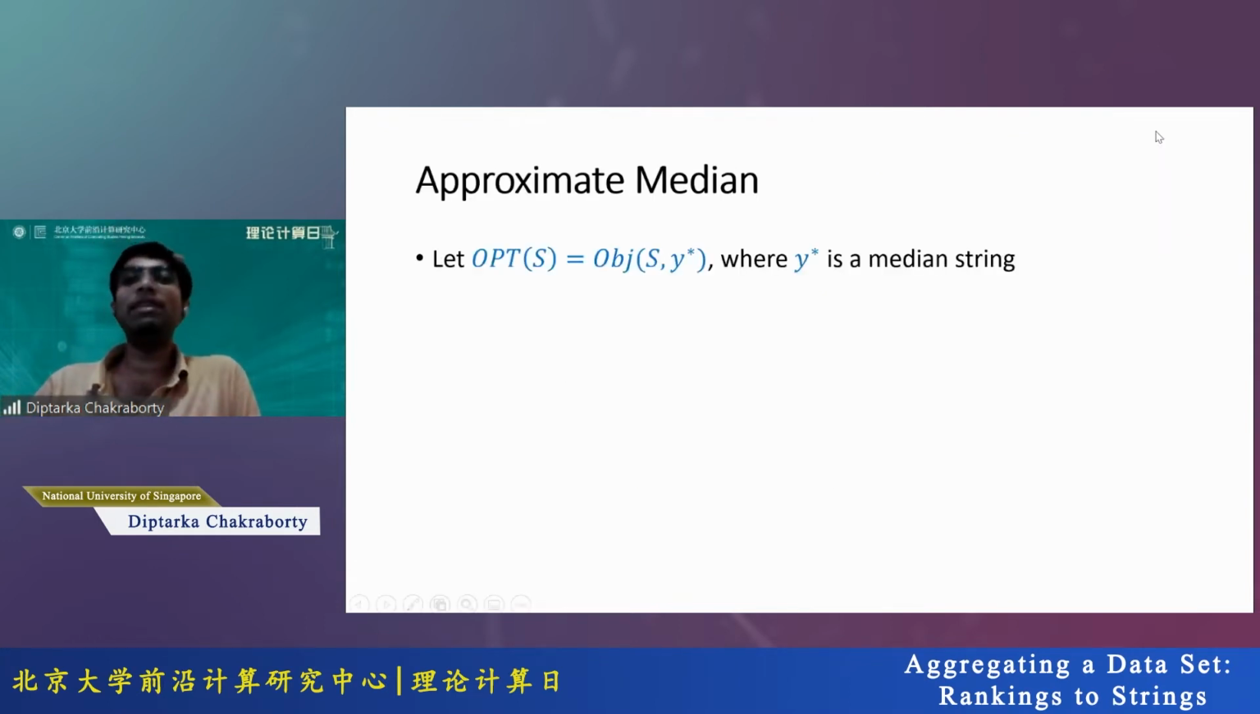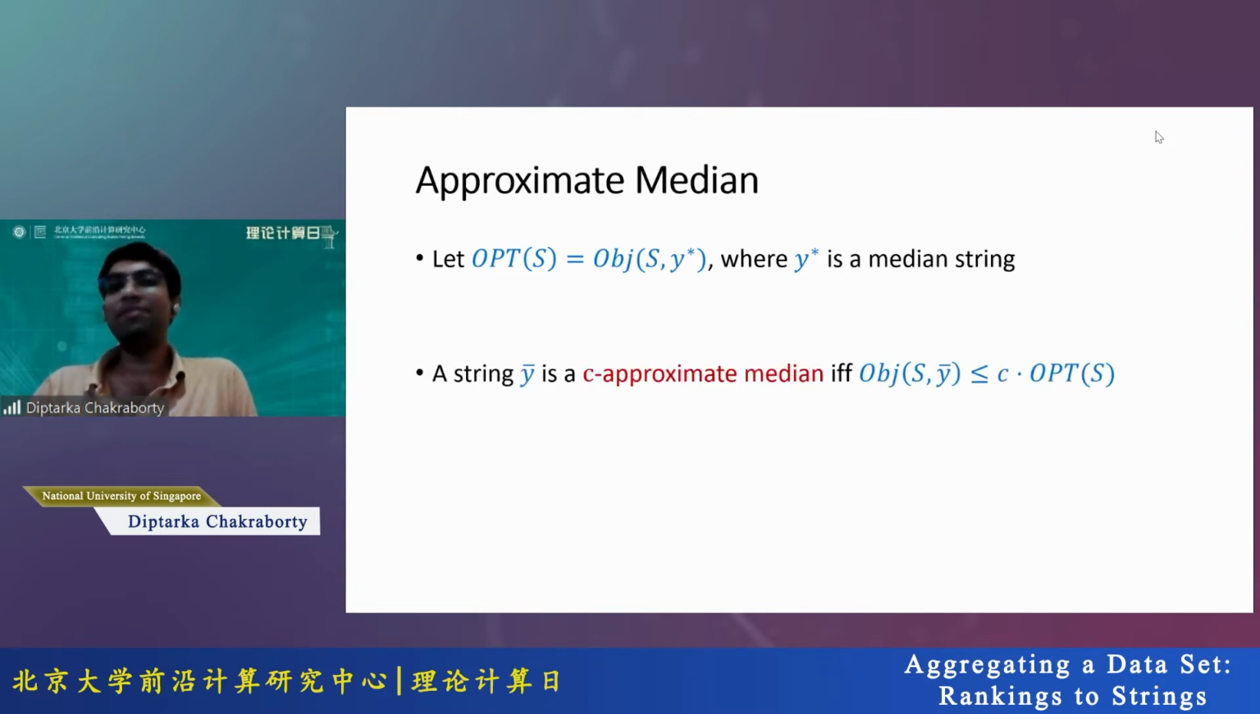So what is approximate median? I guess all of you know the definition of approximation, but just to make sure that we are on the same page, let me recall. Suppose this is the opt value, I denote it by opt of S. Now y bar is called a c-approximate median if the objective value with respect to y bar is at most c times opt. This is exactly the same definition we use for any approximation algorithm. So c is the approximation ratio.